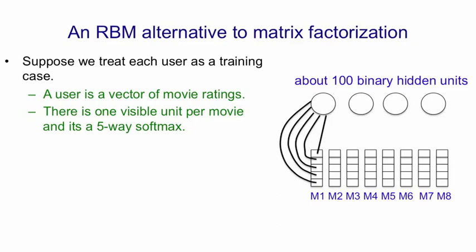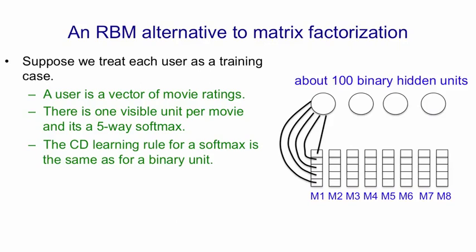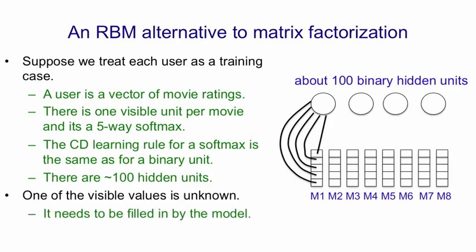And each hidden unit is connected to all 5 values of the softmax. It also has a bias. And so you can see the number of parameters we'll have is large. The CD learning rule for a softmax, incidentally, is exactly the same as for a binary unit. And like I said, we've got about 100 hidden units. And what we're going to do is learn a model and then try and fill in one of the missing values using the model.